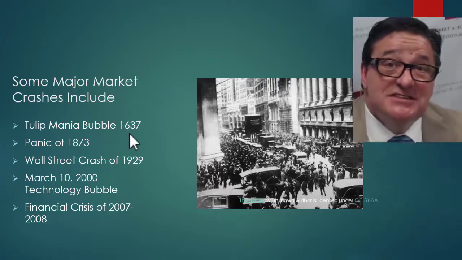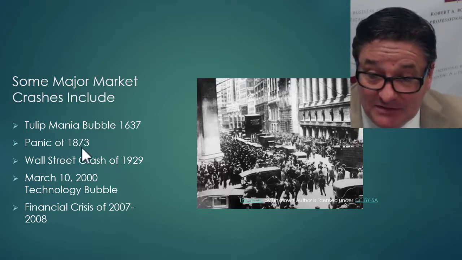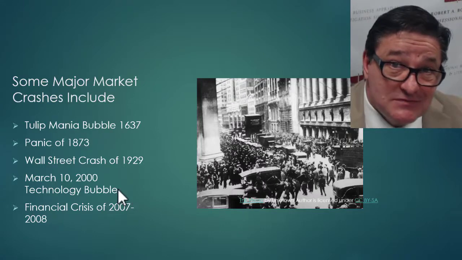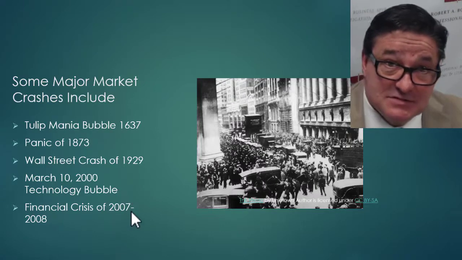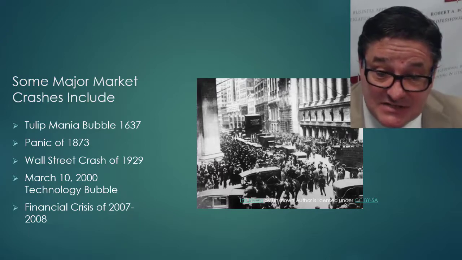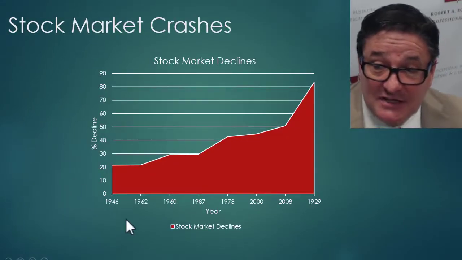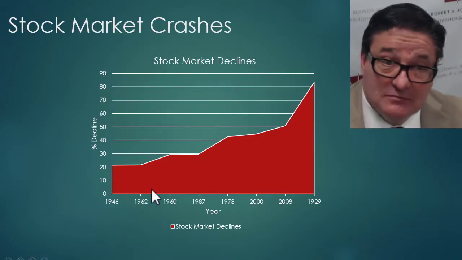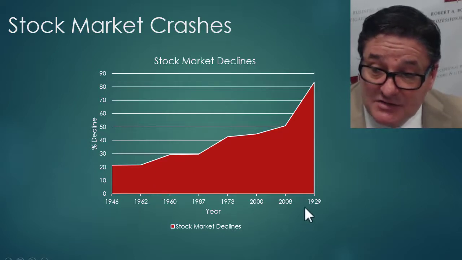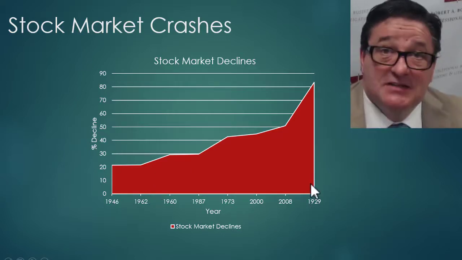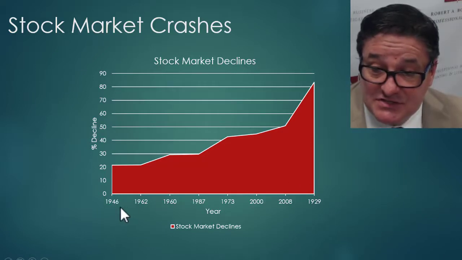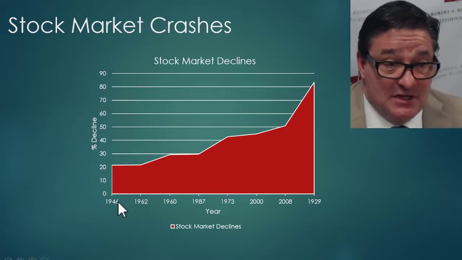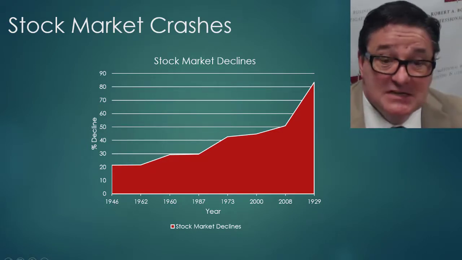The first one was in 1637, the tulip mania bubble. We had the Wall Street crash in 1929, the technology bubble in 2000 that most of us remember, and the financial crisis, which I think everybody remembers, in 2007. If you look at an individual decline for some of these market declines over a period of years, the largest was in 1929, which was an 80% decline in stock values, and the lowest was in 1946, which was a 20% stock value decline.